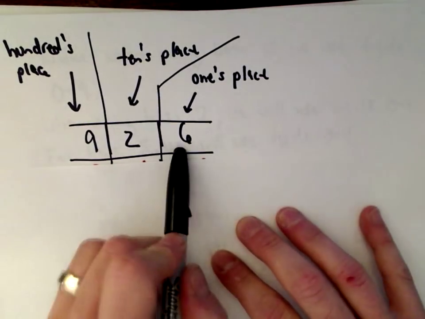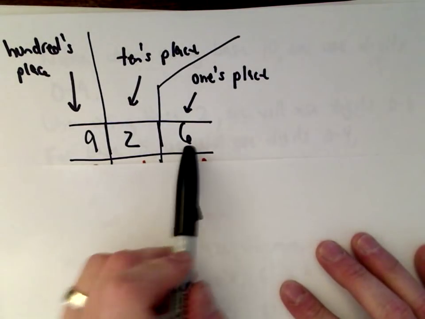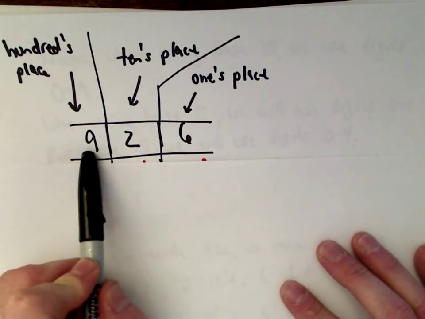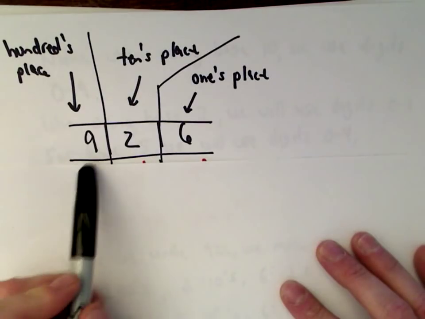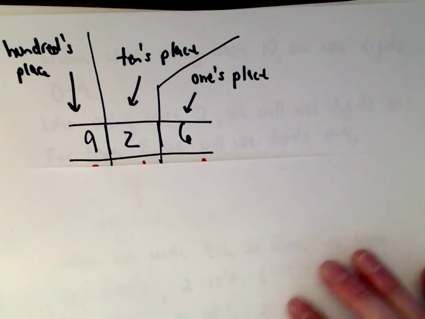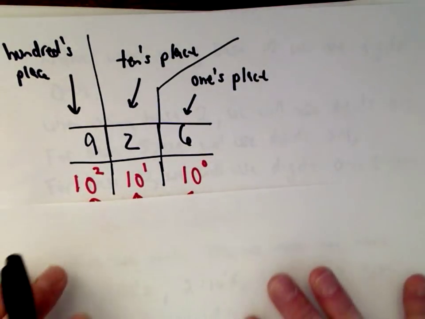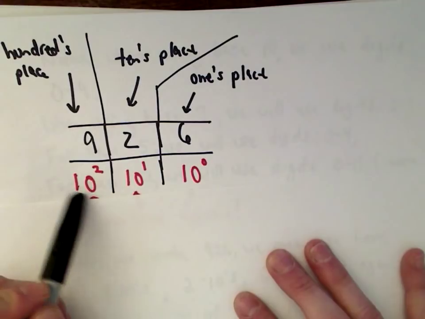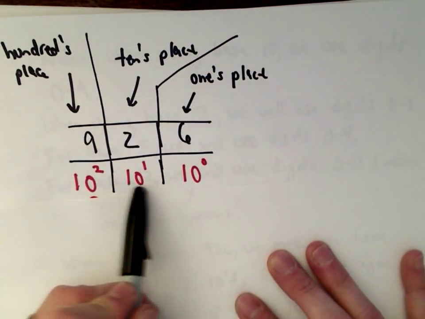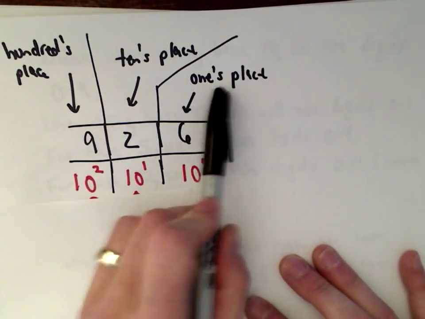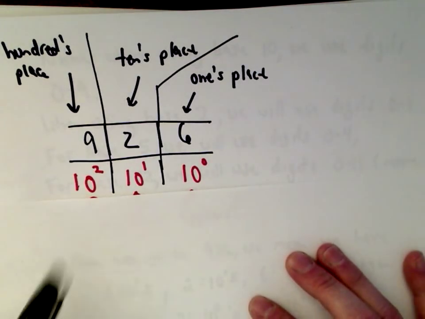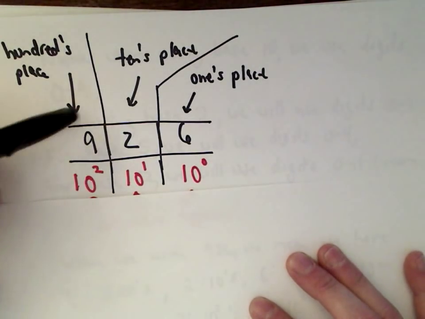Of course, this is stuff you see in elementary school. The 6 is in the ones place. The 2 is in the tens place. And the 9 is in the hundreds place, right? We have 9 hundreds, 2 tens, and 6 ones. And if you think about it, we can write the hundreds place using our base, which is 10 to the power of 2. The tens place is our base, 10 to the power of 1. And the ones place is just 10 to the power of 0. We're going to see this theme crop up over and over again, and that's why I'm pointing it out.